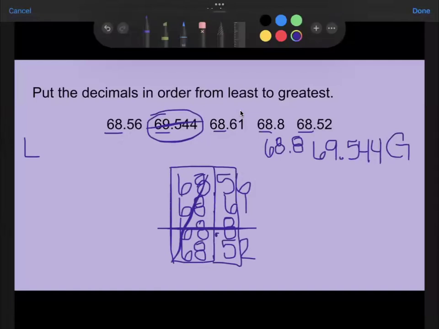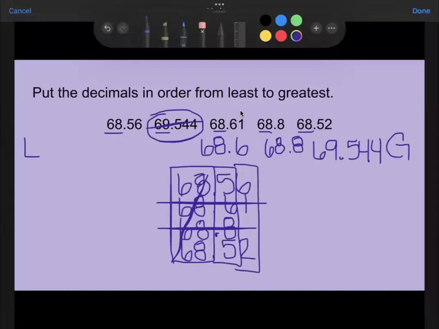Okay, between what's left, the 2 5s and the 6, 6 is greater than 5. So we're going to go ahead and put 68.6 right here and cross that off. Now the 2 5s, we need to go a little bit further to figure out which of those is greater and what order they go in.